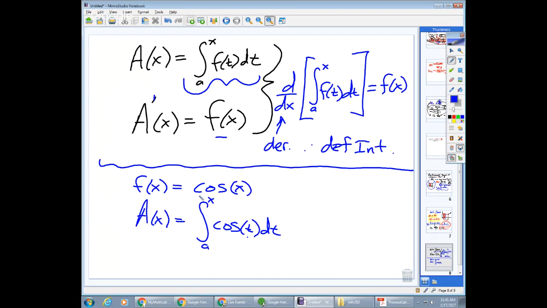Okay. And the other connection is that if I take the derivative of this area function, I'm going to get the cosine back. So think back to Calc 1. What function did you take the derivative of and the result was the cosine? It was the sine. So what must our area function be equal to here? Yeah, the area function has to be the sine. It's got to be the sine of x.